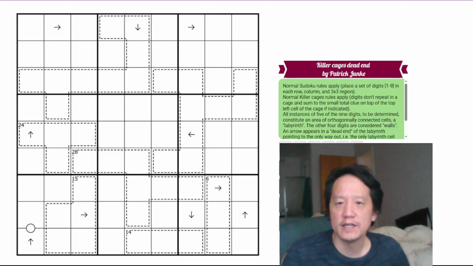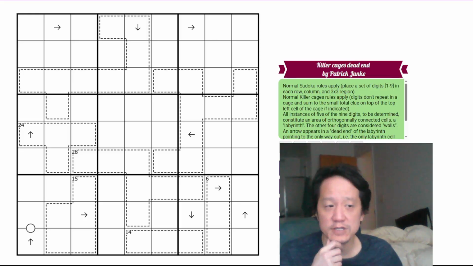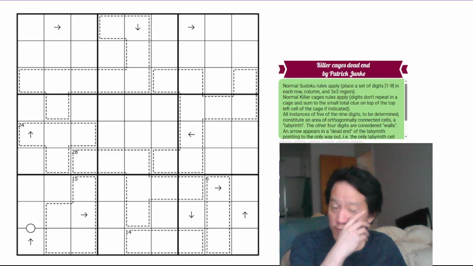Hello everyone, I'm Frank and welcome to Frank Puzzles, and this is today's easy level puzzle. It's called Killer Cage's Dead End by Patrick Junke. And take the easiness with a grain of salt because it's considered easy by the people on the Logic Masters Germany forum, and there's a lot of really smart people there. Anyways, let's get to the rules.